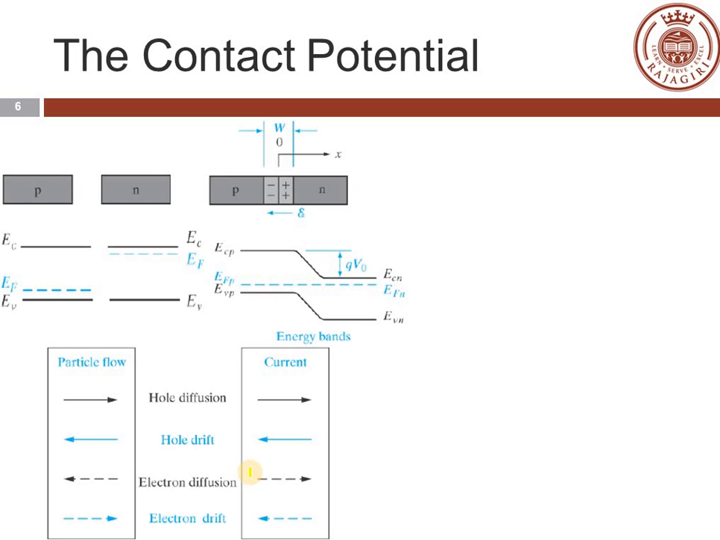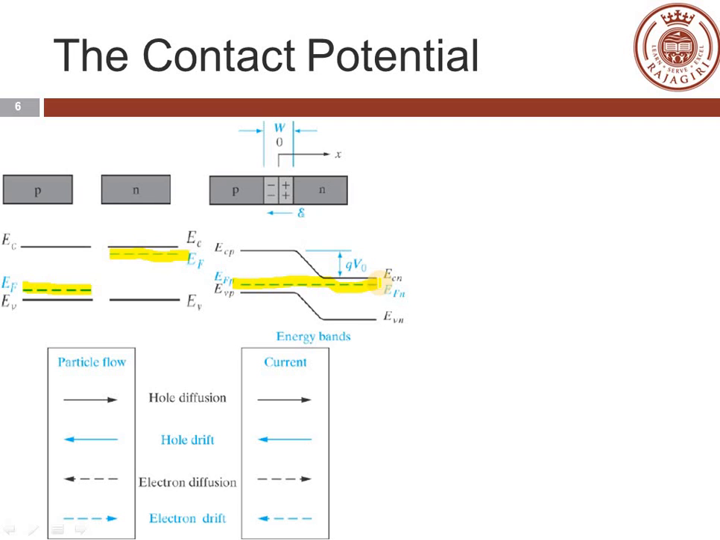So here we are drawing the energy band diagram of a PN junction. If we have P region and N region separately, on the left hand side you can see the Fermi level will be near to the valence band for the P region, and the Fermi level will be near to the conduction band for the N region. But once we join together this P and N regions to form a PN junction, at equilibrium we should have only one Fermi level.